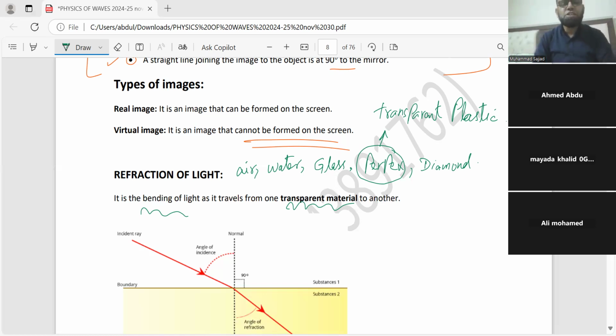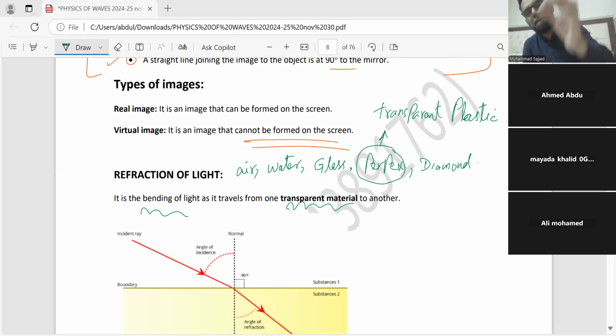So refraction of light is the bending of light as it travels from one transparent material to another. And what are the transparent materials in our syllabus? Air, see through air, you can see me, I can see you. Water, transparent. Here is water, transparent. Glass, already transparent. Perspex, a type of glass. And diamond, you know, a craze. Diamond is also a transparent material.